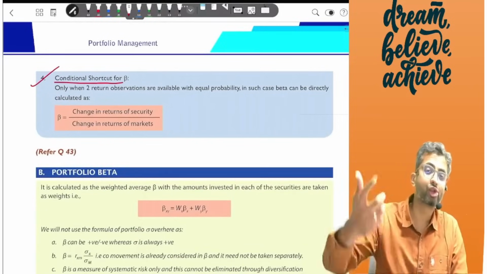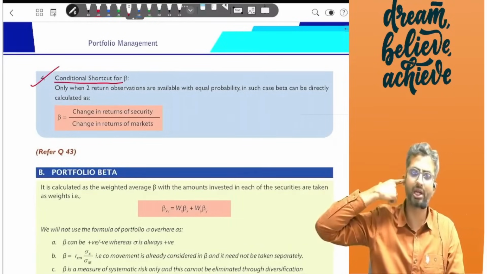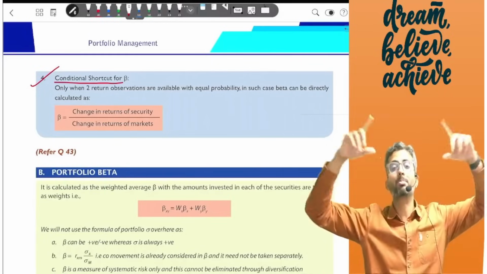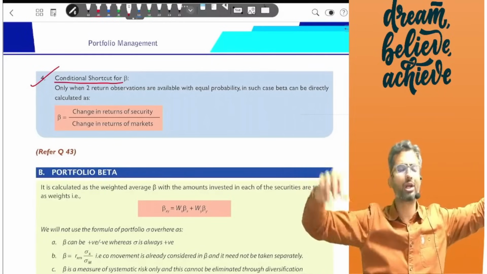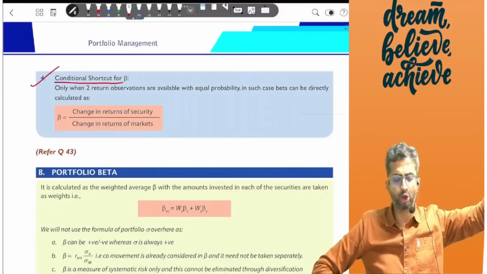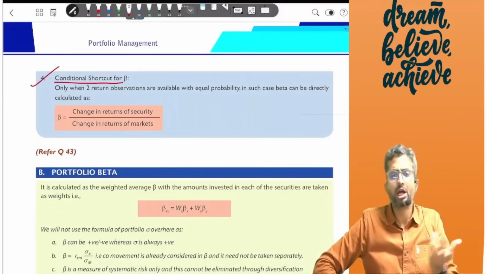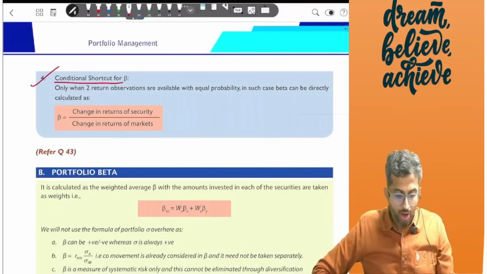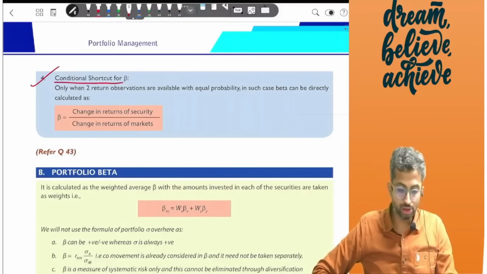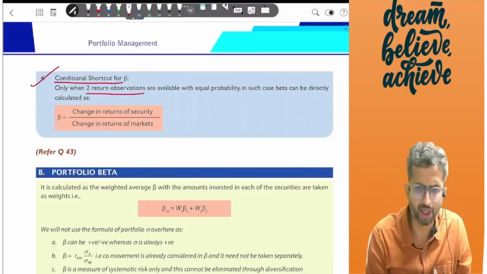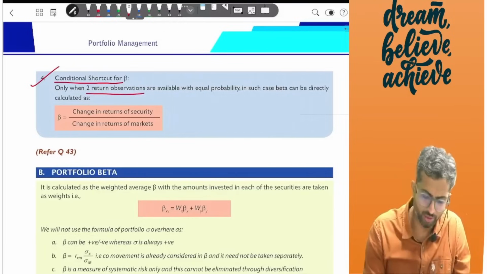Like there was a conditional shortcut also to calculate portfolio standard deviation. Like if the correlation is +1, you don't need to do that big formula for portfolio standard deviation. You can directly say standard deviation of portfolio XY is weight of X into standard deviation X plus weight of Y into standard deviation Y, because correlation is +1. When you look at beta, the conditional shortcut for beta applies when exactly 2 return observations are available. This is only if 2 return observations are available.